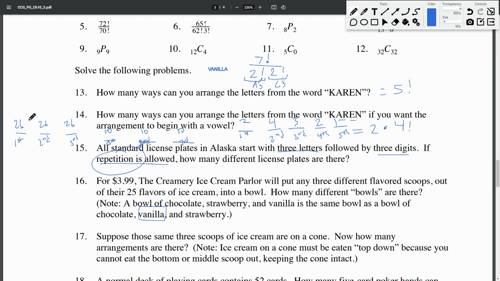Now, if repetition is not allowed, this would end up being a permutation because order matters in how you put the letters and the numbers. So essentially, if you were doing a decision chart, it's a lot easier to do this kind of question with a decision chart. Here's what it would look like.